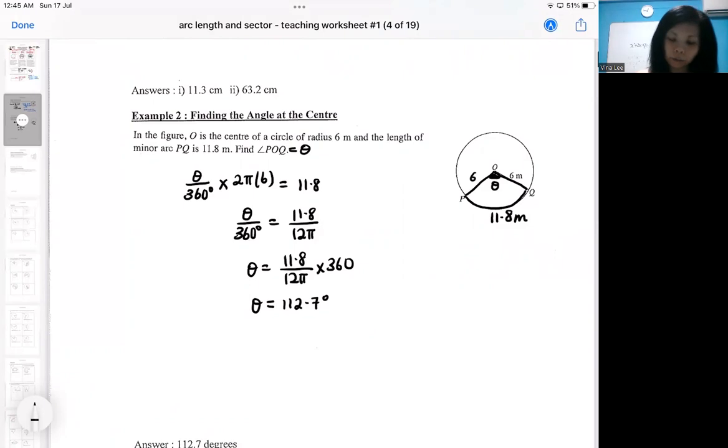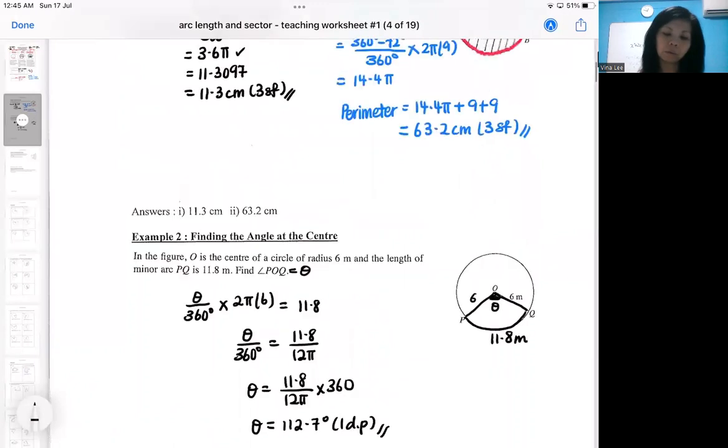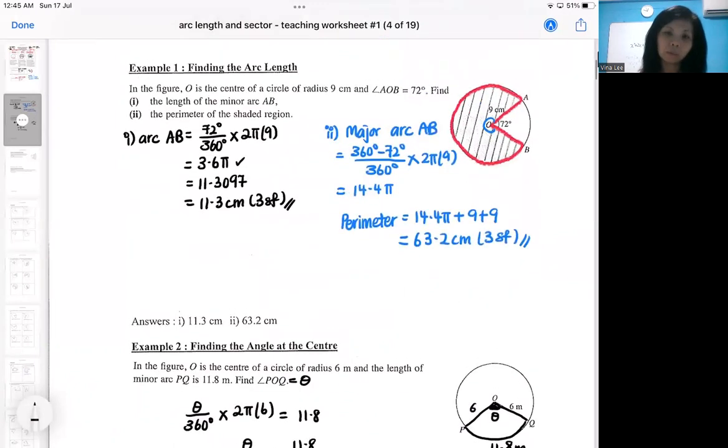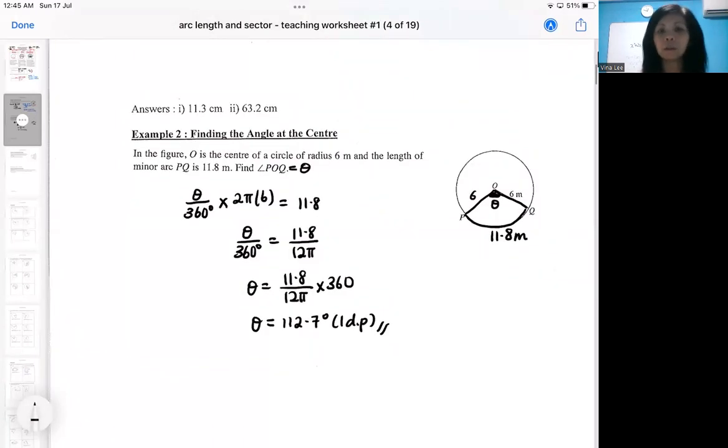In degrees it is always 1 dp. Later on, when we transit to radians, radians are always 3SF. The same thing can happen in radians, so just get used to the idea first. Example 1 and example 2 are just basic questions of using the formula.